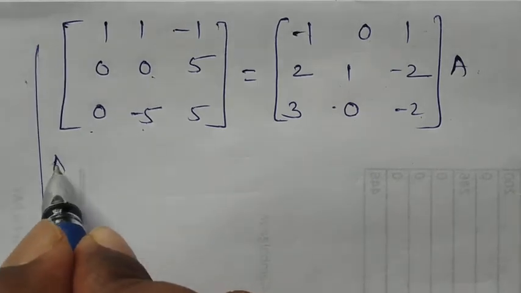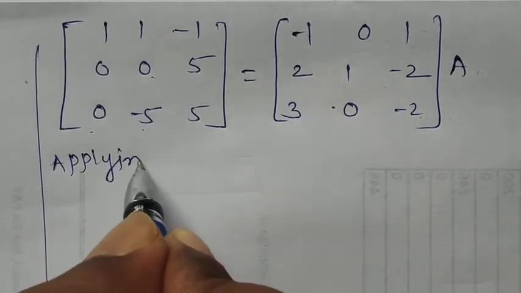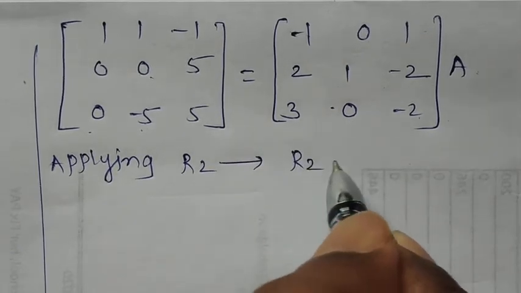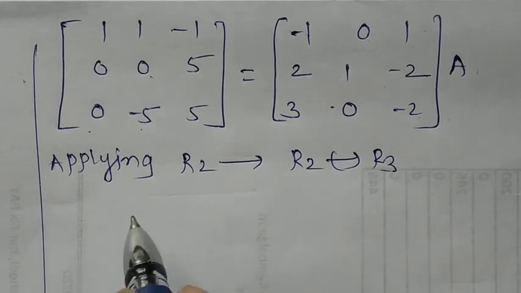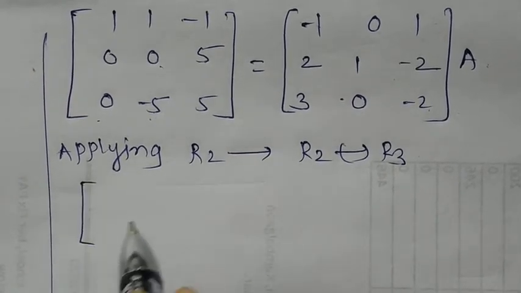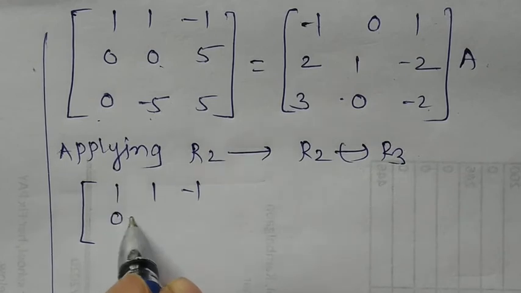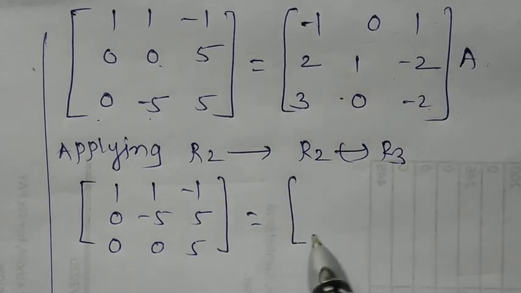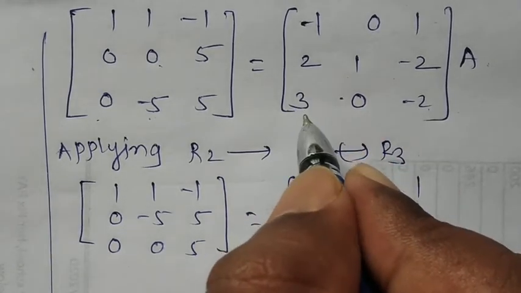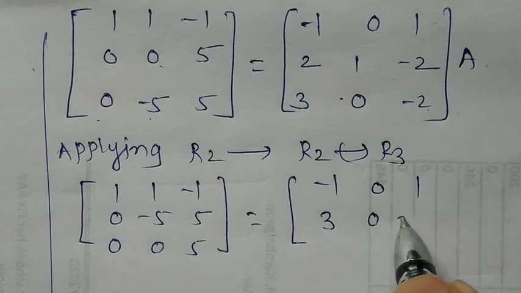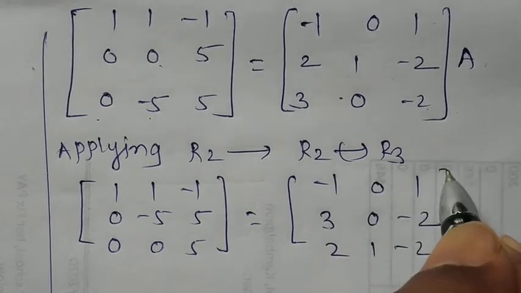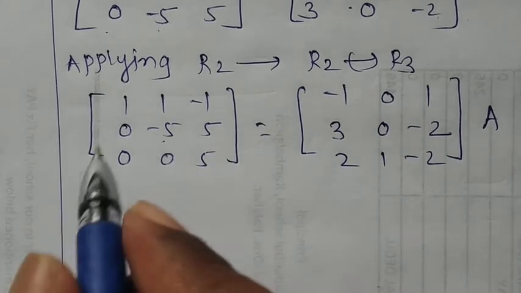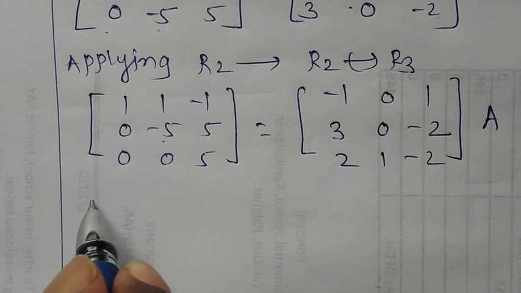So applying R2 interchange with R3, that equals 1 1 minus 1, then 0 minus 5 5 0 0 5, and the same here: minus 1 0 1. Now 3 0 minus 2 is the second row, and 2 1 minus 2 is here. Now we want this to be 1, so divide by the same number.